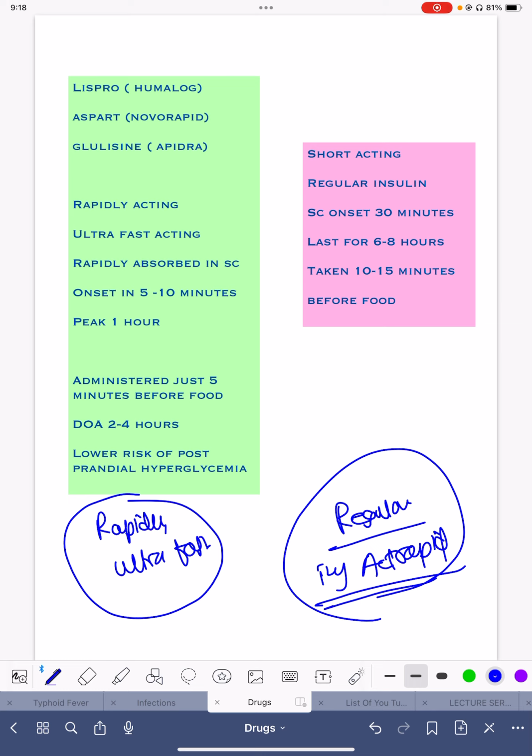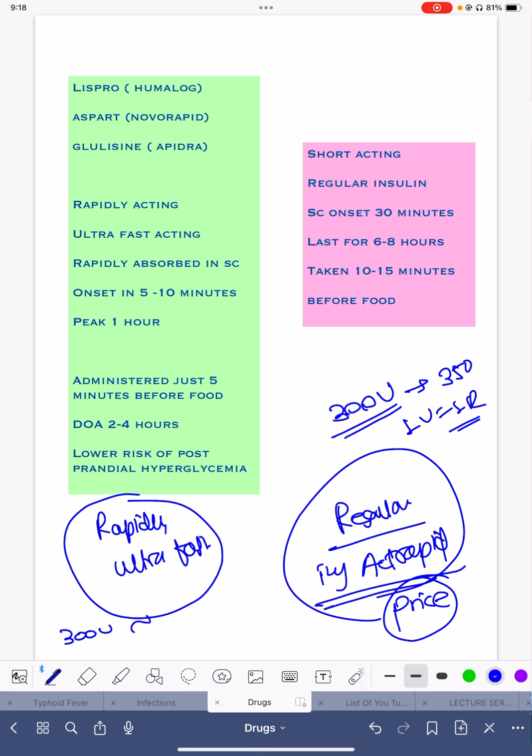The main thing behind both is the price. Now, this regular acting insulin, around 300 units, we get at around 350 rupees. So, one unit is equal to 1 rupee. And compared to this, the ultra fast acting or rapidly acting insulins, the 300 units cost around 700 to 1000 rupees. So one unit is equal to 2 to 3 rupees.